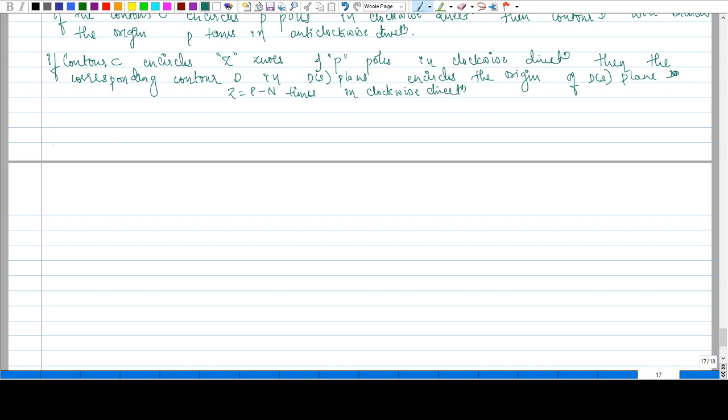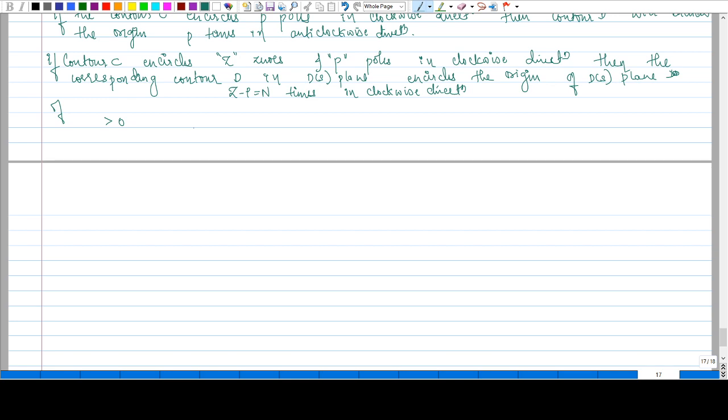Okay. Now, if you have the first case, sorry, I'll repeat again. This is not Z equal to P minus N. This is Z minus P is equal to N. Z minus P is equal to N. Okay, now Z minus P is equal to N times in the clockwise direction.